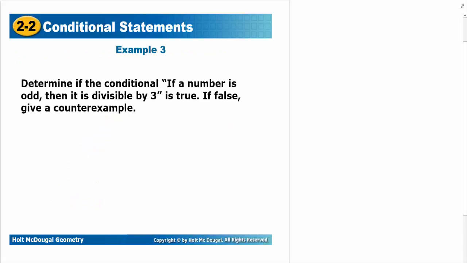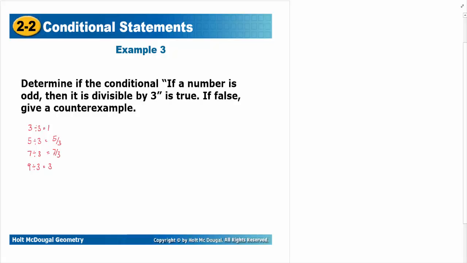Alright, next up, determine if the conditional, if a number is odd, then it is divisible by 3, is true. If false, give a counterexample. Same thing we're doing, right? So if a number is odd, we can come up with some odd numbers: 3, 5, 7, 9. Then it is divisible by 3. So divide by 3, that's 1. Here you divide by 3, and that's 3. However, you divide that by 3, well, you get 5/3. You divide that by 3, well, you get 7/3. So it's not really divisible by 3.